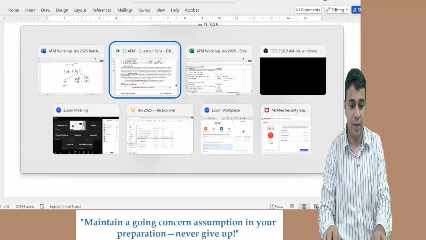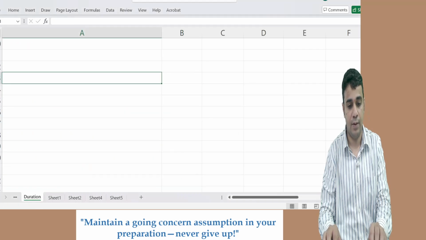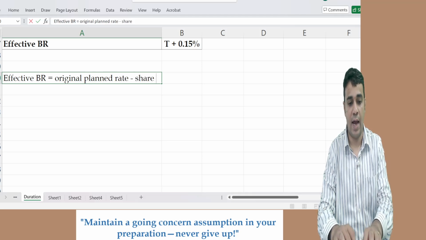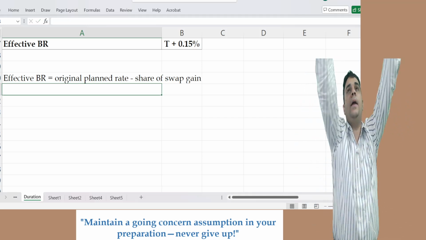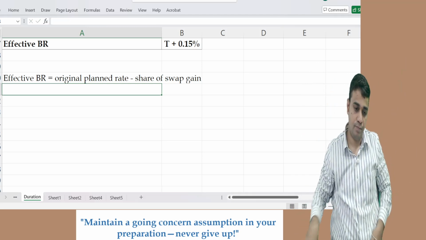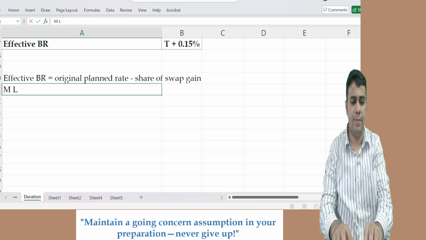Then now, effective borrowing rate. Effective borrowing rate is equal to original planned rate minus share of swap gain. Original planned rate minus share of swap gain. M Limited, what was the original plan?